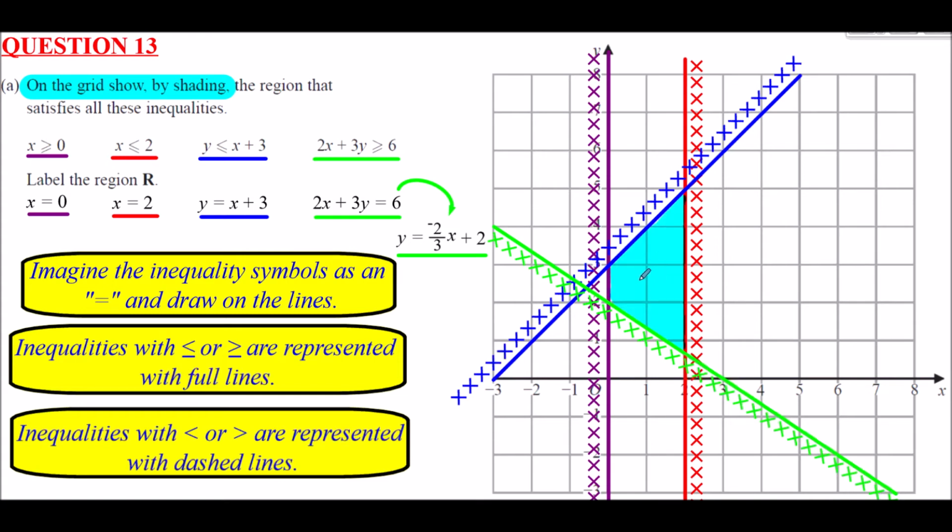And we're almost done, but what it does say as well, which is almost hidden by what I've written, you need to label it R. So with a nice big clear R, smack an R in your region, like so. And that's question 13A done.